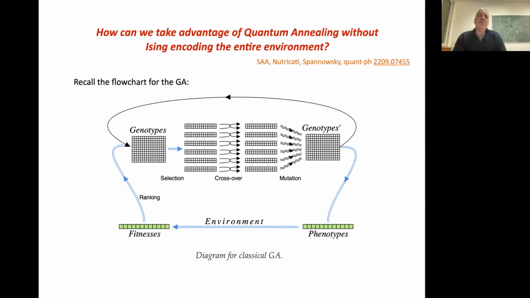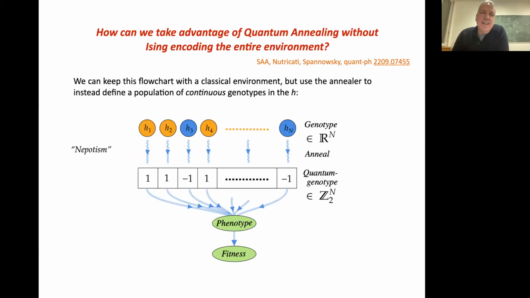Right, so instead what we want to do is combine the best of both worlds, and we're going to take our flowchart for the genetic algorithm and put it into quantum annealing language. So this is what we can do for our individual, our genotype. We can embed the genotype into the H couplings. So the H couplings, which are continuous, can hold the genotypes of the individuals. So that's what we call an individual.